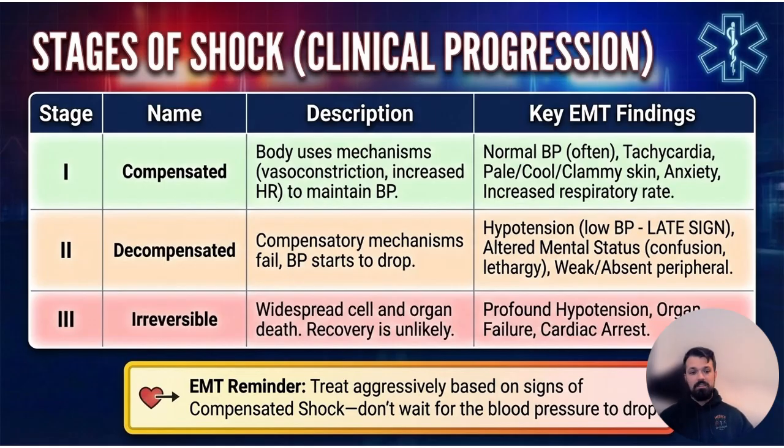Some of the signs you may see there are hypotension, which is low blood pressure. That's the late sign. You may have altered mental status like confusion, lethargy, weak or absent peripheral pulses, like on your radial pulses. Okay, radial pulses are where you check. If you're not sure where to check for radial pulses, give me a thumbs up. Okay, radial, that's rad. Radial side is your peripheral pulses. And then irreversible is the final stage, irreversible shock and death. Does not always mean death for the patient, it could mean death for the organ or organ system itself.